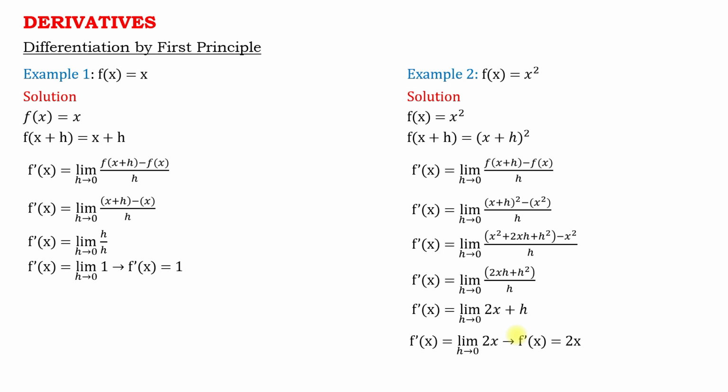So our derivative of this function of x, which is equal to x squared, will be 2x. So when we find the derivative of x squared, it will be 2x. Alright, so let's go to the derivative of x cubic.